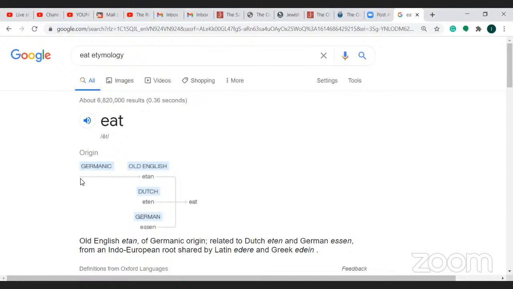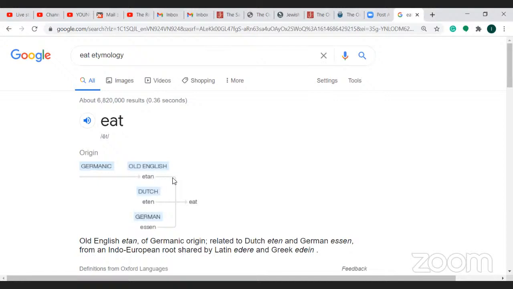So the origin starts where? With the tail of the arrow. So the origin, we see dramatic. The head of the arrow here points to Old English. So we see etan. The Old English word is etan.